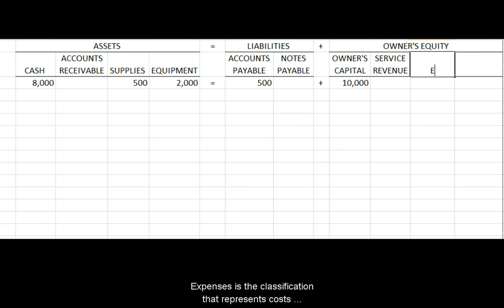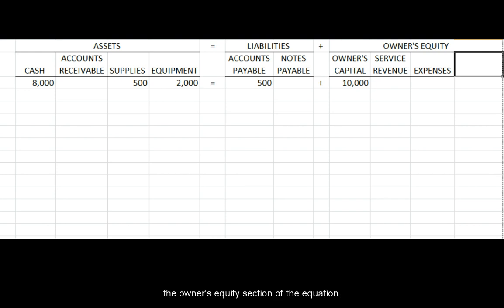Expenses is the classification that represents costs incurred, whether paid in cash or not, in operating the business and earning revenue. Accounts range widely from advertising expense to utilities expense and include many others, depending upon what the business owner wants to track. Since expenses reduce owner's equity, we'll put that in the owner's equity section of the equation.